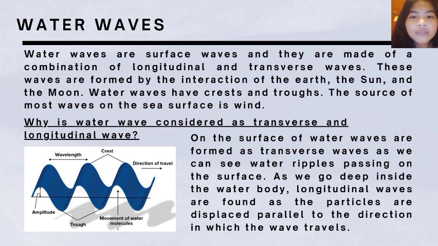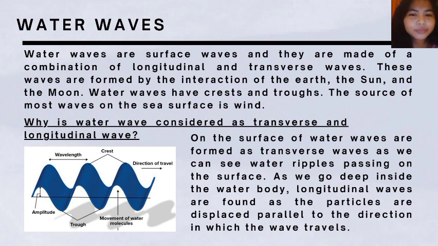These waves are formed by the interactions of Earth, the Sun, and the Moon, as in our Earth science or astronomy. Water waves have crests and troughs. The source of most waves on the sea surface is wind. If longitudinal or sound waves have compression and rarefaction, water waves have a crest and a trough.